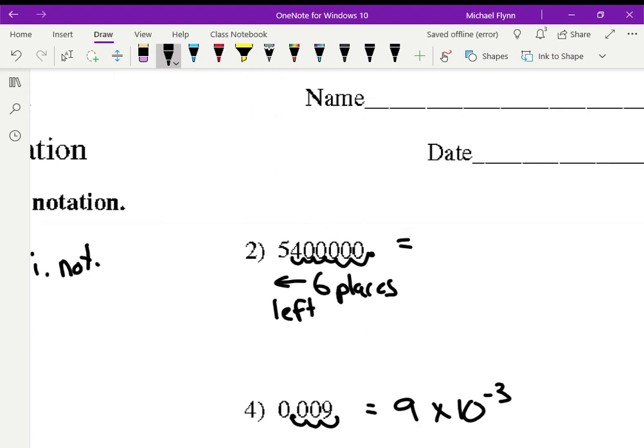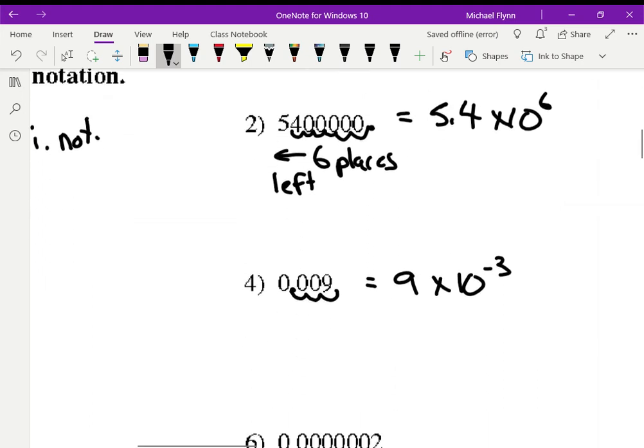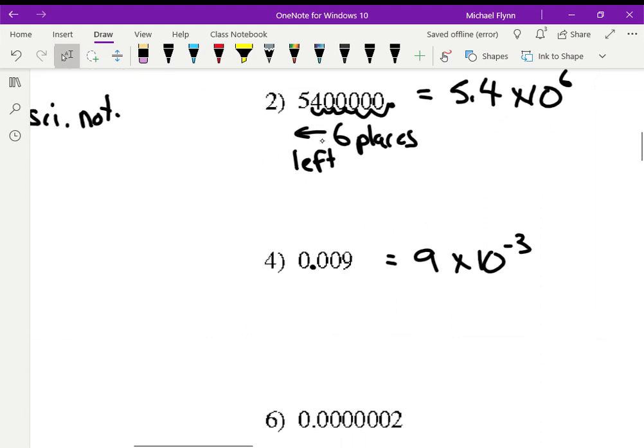Now I'm going to write my answer. It's going to be 5.4 because I left the 5 in front of the decimal. And then I'm going to write times 10, this time not to the negative 6. Because I went to the left, it's going to be positive 6. And that's how you write numbers in scientific notation. It's really quite easy.